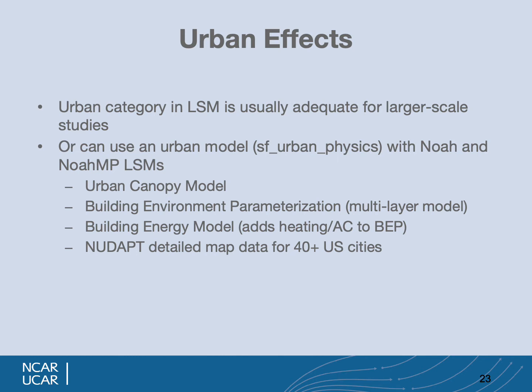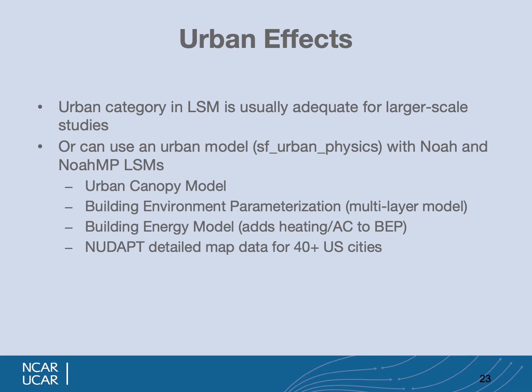The land model also comes with urban models. If you don't run an urban model, there's an urban category, which is just another land use category. So that's adequate for large-scale studies where you're not resolving urban areas very well, or you're not interested in them. If you are interested in urban areas and you're resolving them well, we have 3 different urban options. The urban canopy model, the building environment parameterization model called BEP, and the building energy model called BEM. Those are different levels of sophistication.